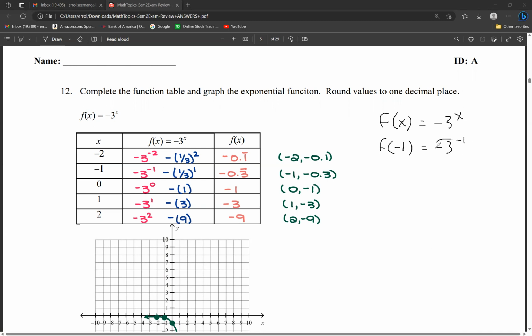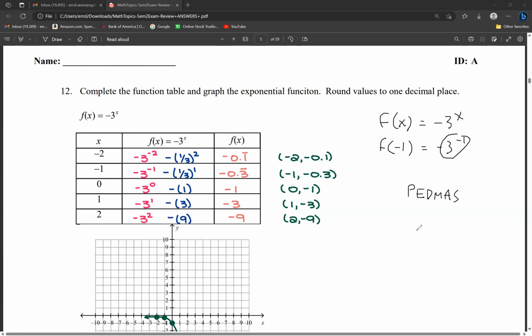What are you going to do first? This part first or this part first? Because that'll affect the answer. Remember your order of operations? PEMDAS. Yeah, exactly. Parentheses, exponents, division, multiplication, addition, subtraction. Which one comes first? The exponent, so do this part first.